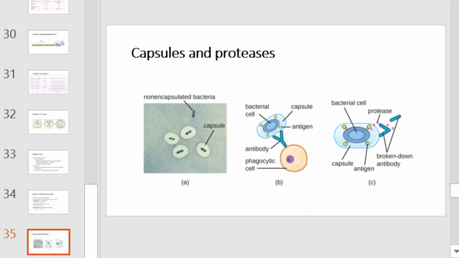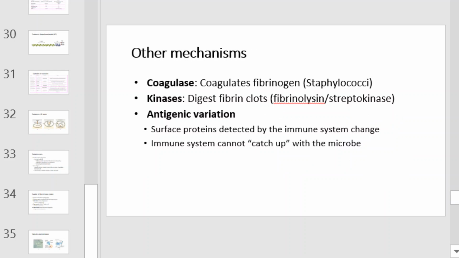This is an illustration of a capsule and proteases. Other mechanisms of resistance against the immune response include coagulase, kinase, and antigenic variation.